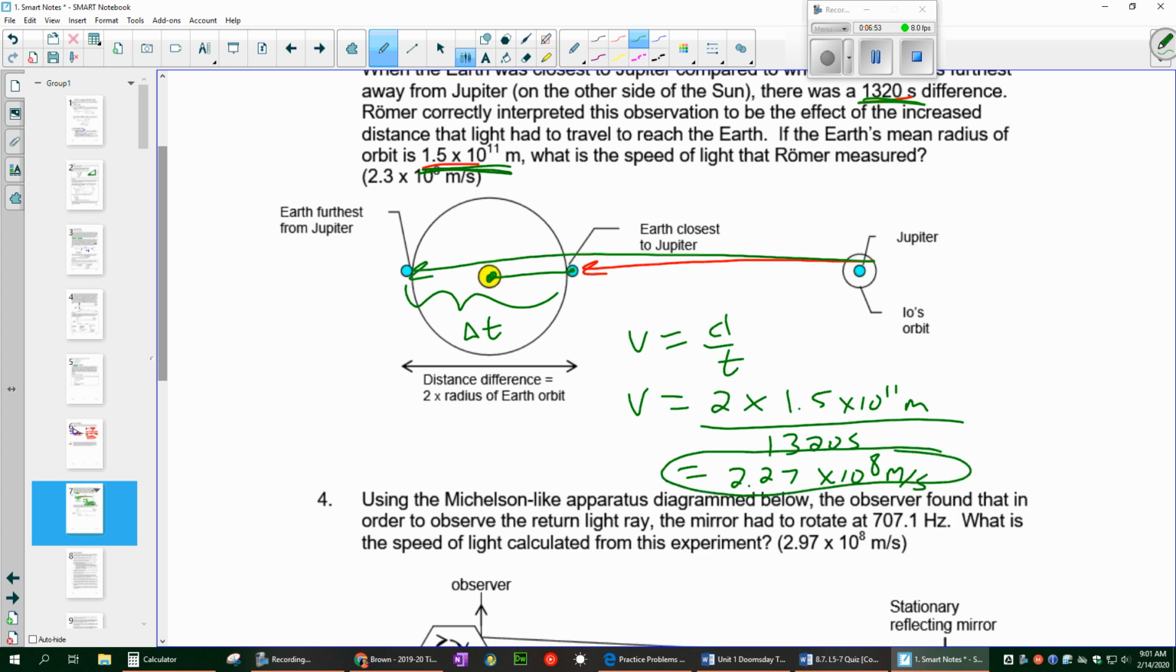which is pretty close, right? Because do you guys know what the speed of light is? The accepted speed of light now? Yeah, 3, right? So that's definitely in the right ballpark. That was actually a pretty good first estimation there.